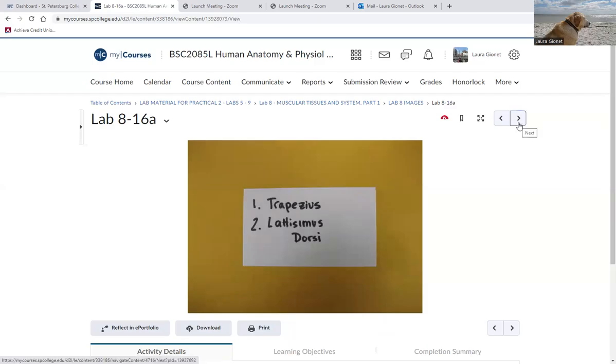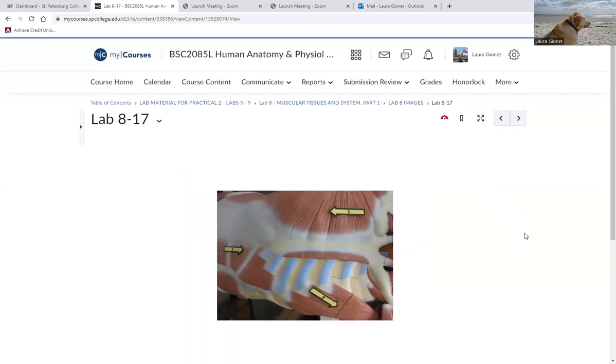Trapezius. So superficial muscle of the upper back is trapezius. Superficial muscle of the lower back and massive is latissimus dorsi. Some of those, the trapezius we're looking at now, latissimus, we'll look at the next lab, but at least we saw a picture of it.